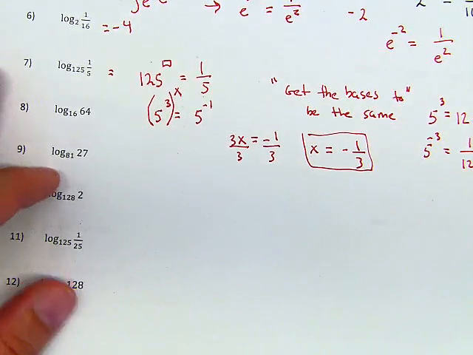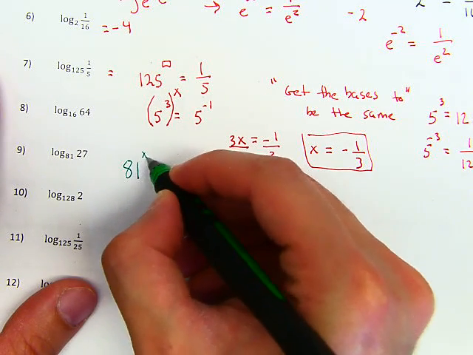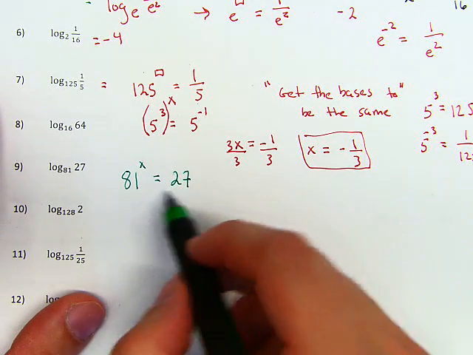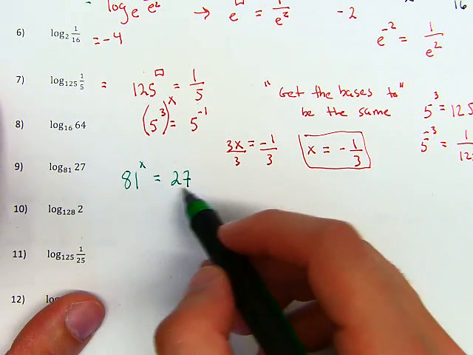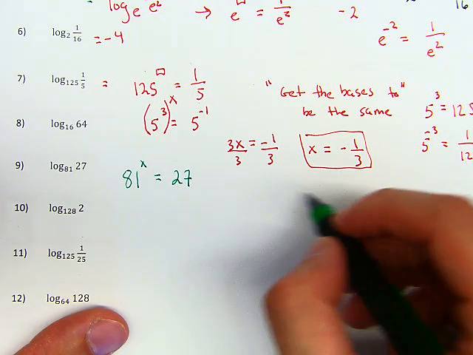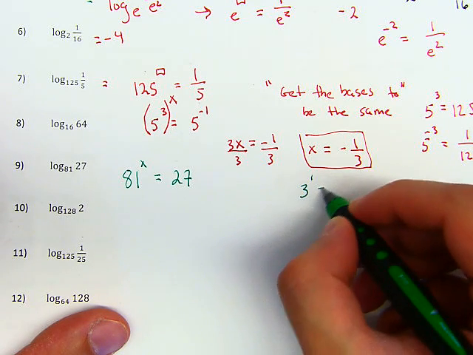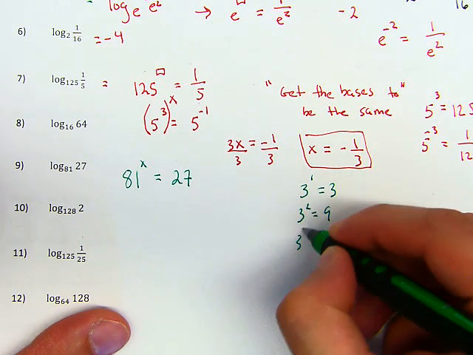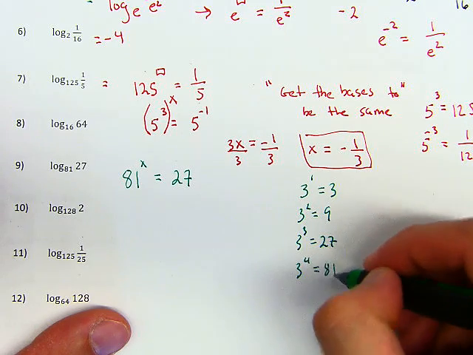You have log base 81 equals 27. So 81 to what power is 27? So what I want you to do is take your time and try and see, is there a number that seems very familiar that's within this family of 27 and 81, okay? And here, notice that you have to be good with your exponents. Notice that 3 to the 1 is 3, 3 to the 2 is 9, 3 to the 3 is 27, and 3 to the 4 is 81, right?